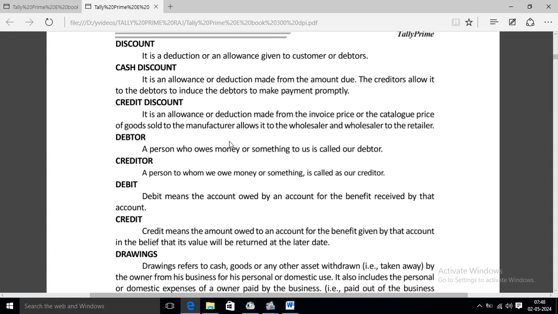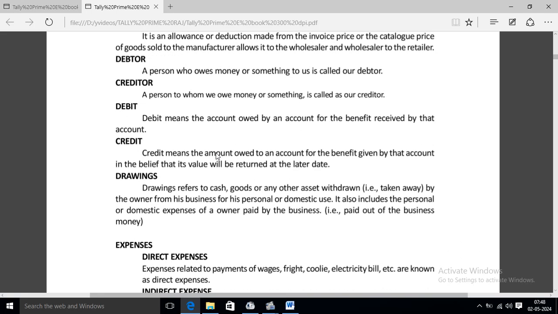Debtors. A person who owes money or something to us is called our debtor. Creditor means a person to whom we owe money or something is called our creditor. Credit. Credit means the amount owed to an account for the benefit given to that account, in the belief that its value will be returned at a later date. That is called credit.